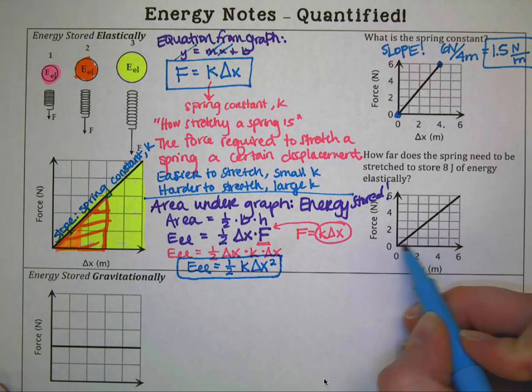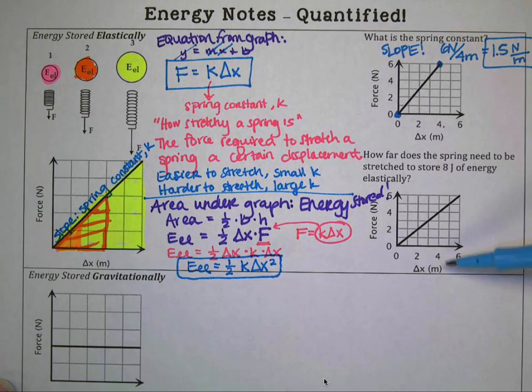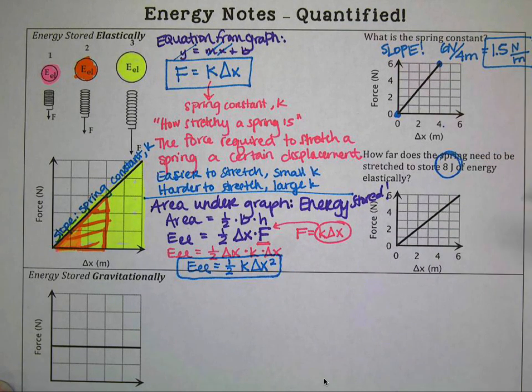This little graph over here puts that to use a little bit. It says how far does the spring need to be stretched, so which displacement, to store 8 joules of energy elastically. As you recall, joules is a unit for energy, and in this part we're just looking for where the area is equal to 8 joules.